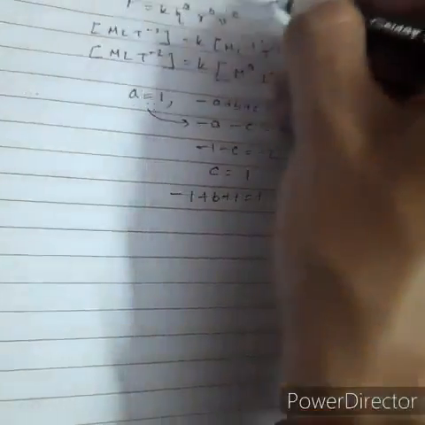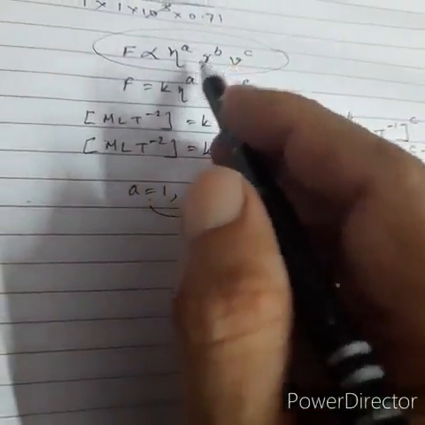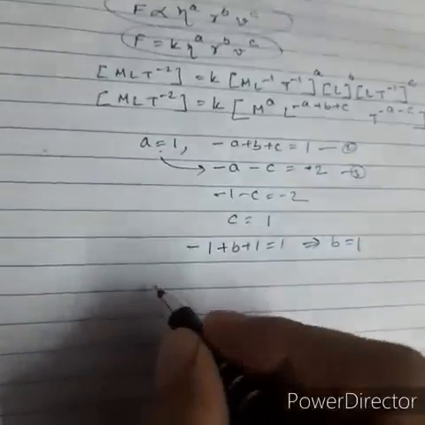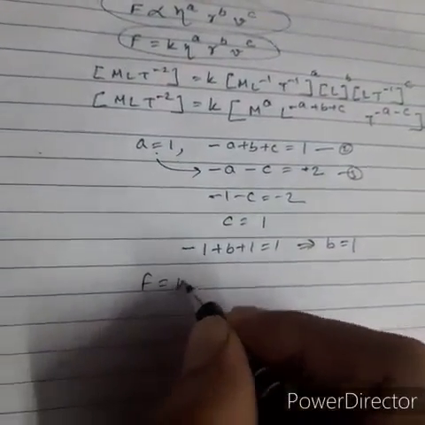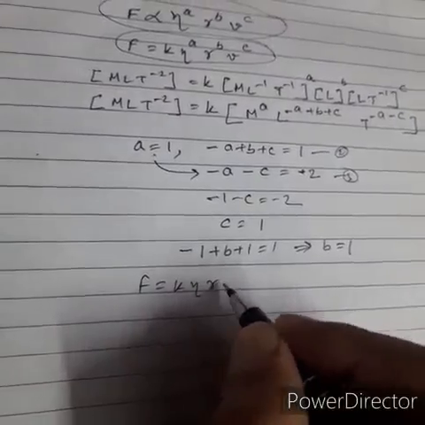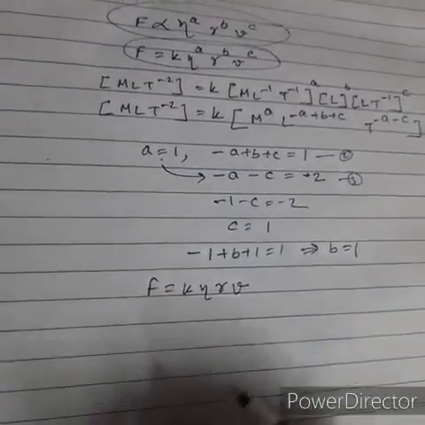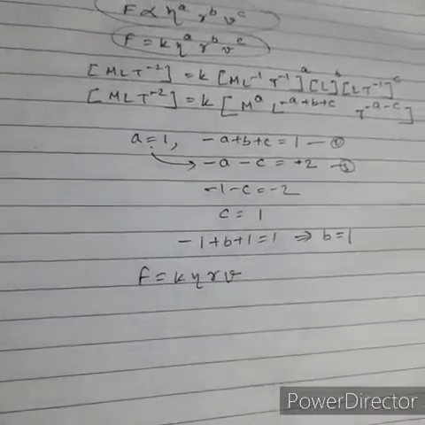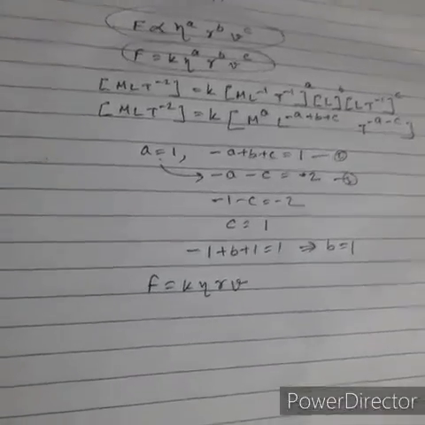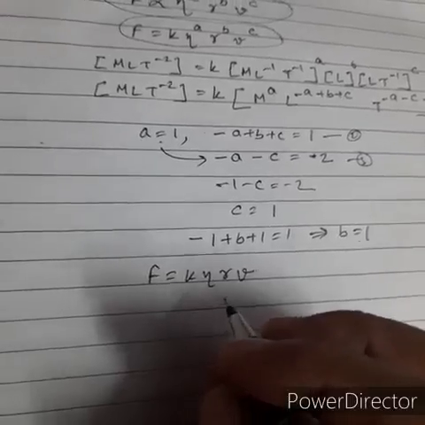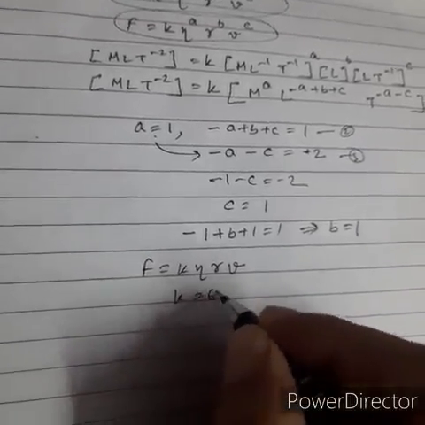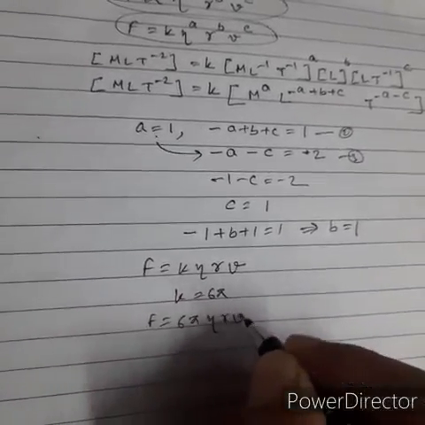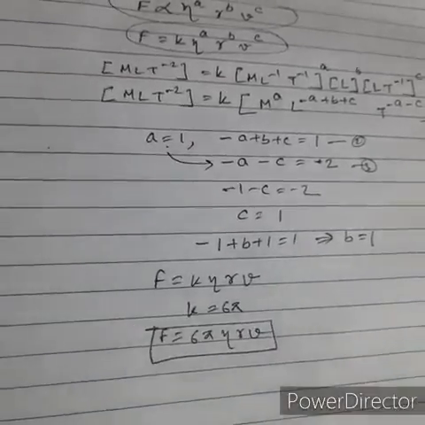Substitute these values into F is equal to K eta^A R^B V^C. If you substitute the values, it is K eta R V. Now we will put the value of K. For a small sphere, K is equal to 6 pi. So F is equal to 6 pi eta R V. This is the proof of Stokes' law.